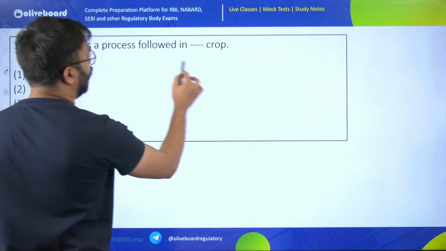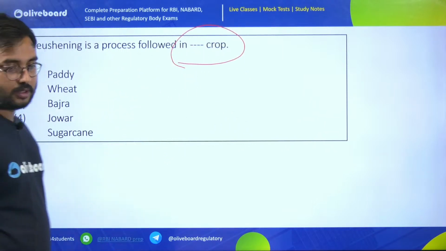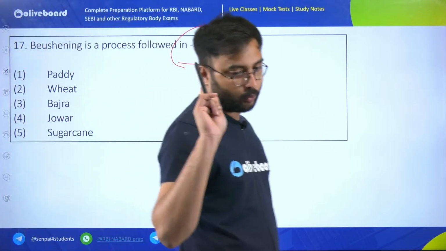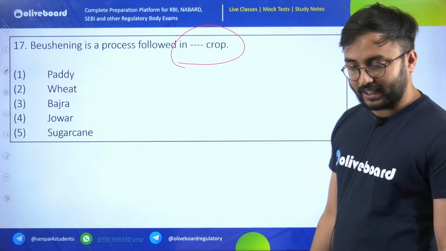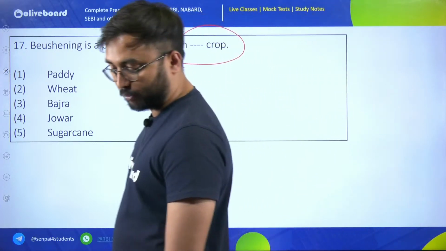Bushing is the process followed in which type of crop? A simple one-liner question but very difficult. Paddy, wheat, bajra, jowar, sugarcane. Bushing is the process followed in which type of crop?